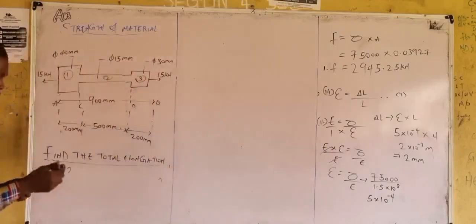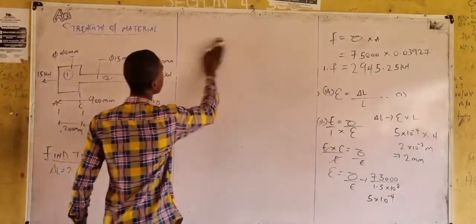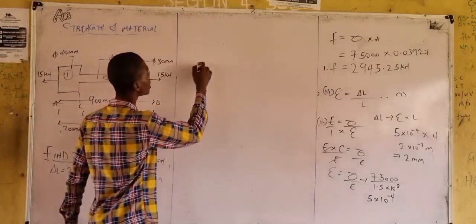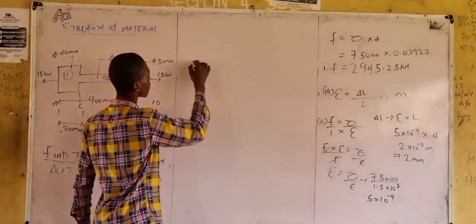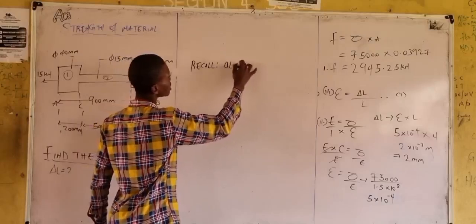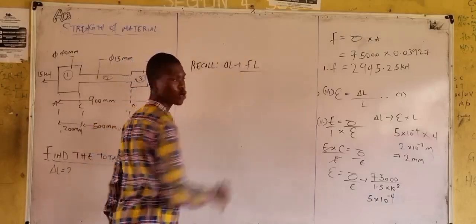Now, we said that change in length is equal to force times length all over what?